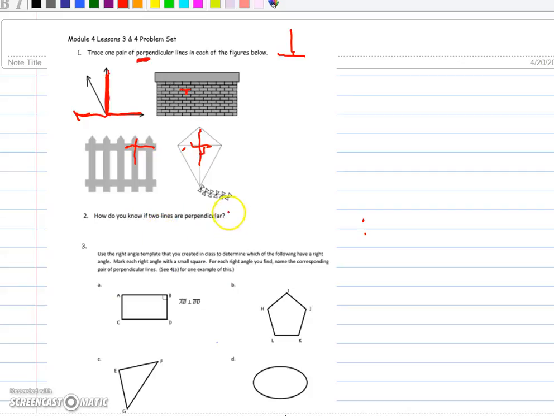How do I know if lines are perpendicular? They intersect to make a right angle. And then we're supposed to use the right angle template or a post-it note to determine which of the following are right angles. And then we mark each right angle with a square. And then for each right angle you find, name the corresponding pair of perpendicular lines.